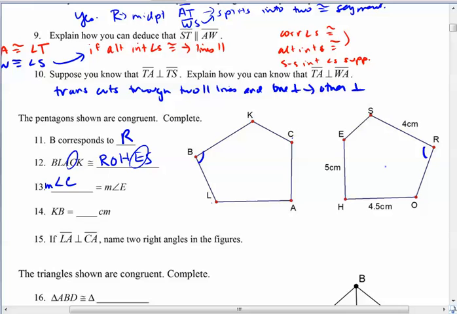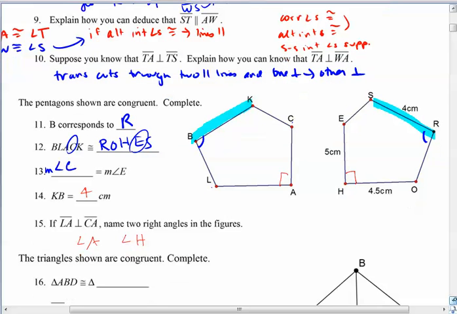KB is here in blue, and that matches up to SR, which I know is 4 centimeters. And if LA is perpendicular to CA, name two right angles in the figures. So this is a right angle as well. So that would be angle A and angle H.